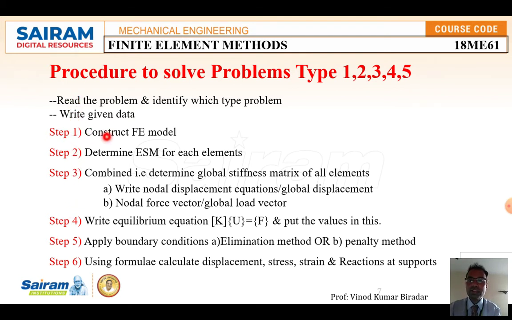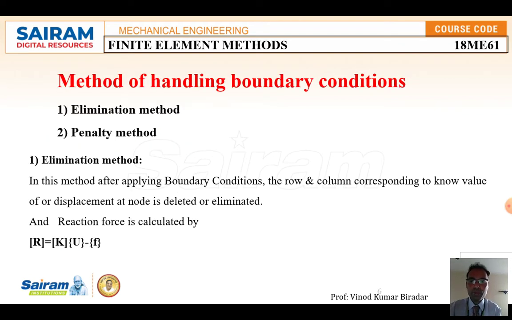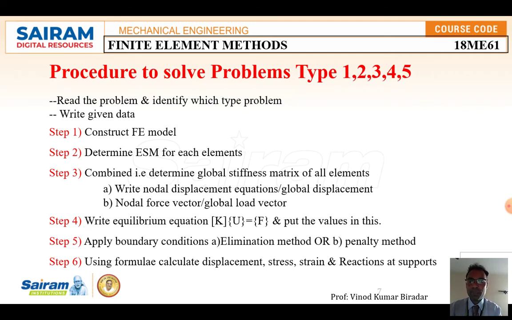First one is to construct the FEM model, that is the free body diagram. You have to analyze the given diagram in the question paper and remodify it, showing the displacement, force, nodes, length, and how many elements are given. All those you have to show to construct the FEM model. If you solve one problem, you will understand all these 6 steps. Second is to determine the ESM for each element. ESM is the element stiffness matrix. The formula for the element stiffness matrix for a 1D bar element is K is equal to AE by L times the matrix [1 -1; -1 1]. Coming to the third, that is step 3.